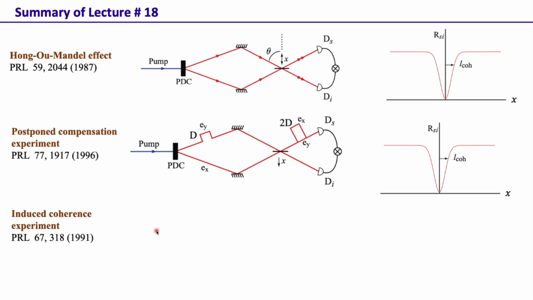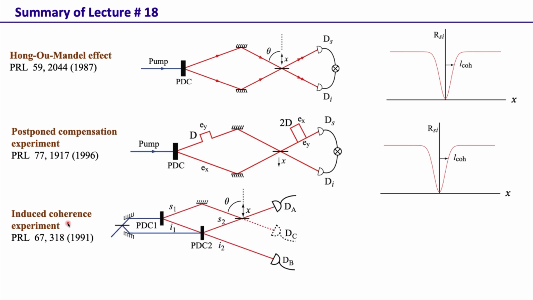Another experiment we discussed in the last lecture was the induced coherence experiment. In this experiment, one actually sees a one-photon interference effect in a two-photon setup. A pump is split into two. The pump photon can either go this way or that way, and as a result it can get down converted in this crystal or in that crystal. If it gets down converted in this crystal, then the entangled photons can go this way or that way to the detector. And if the pump gets down converted here, then the entangled photons can go like this and like that to the detector and get detected in coincidence.